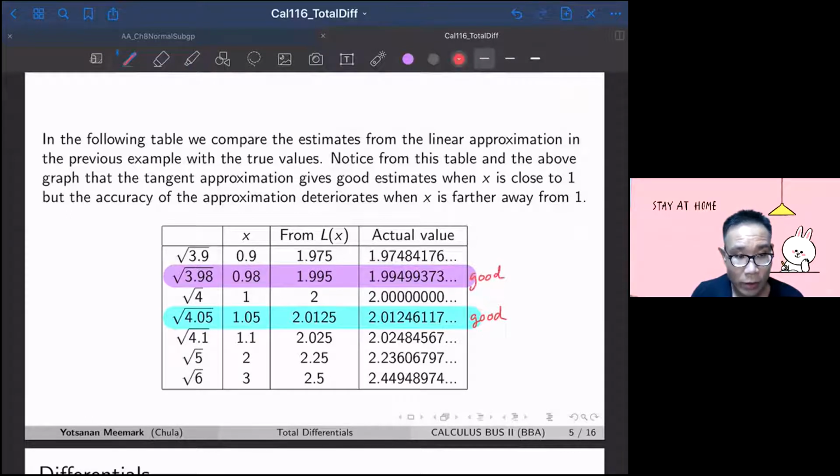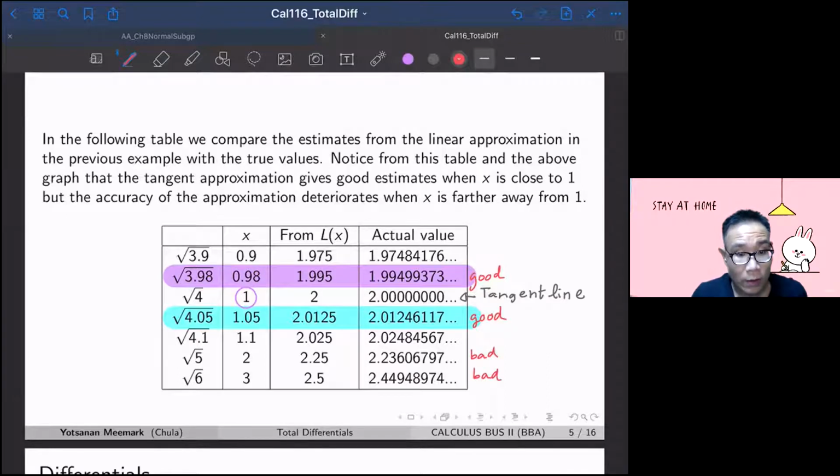However, you see that if you move further, if you have x further away from the point where the tangent line touches, so you have the tangent line here, and if you have the value of x further away from the tangent point, which is 1 here, like when x equals 2 and x equals 3, you see that they are further away, so they are not quite a good approximation anymore. So this one is going to be a bad approximation.